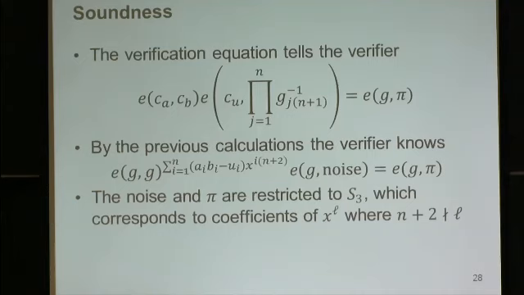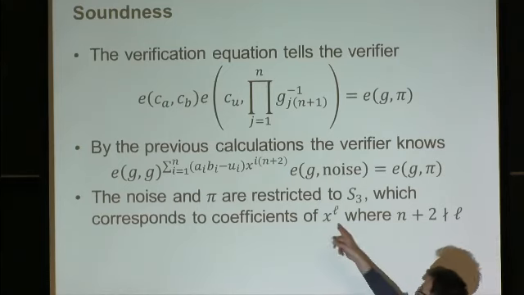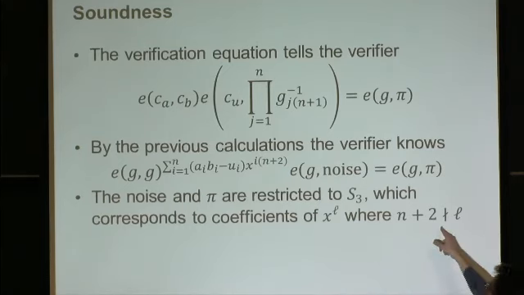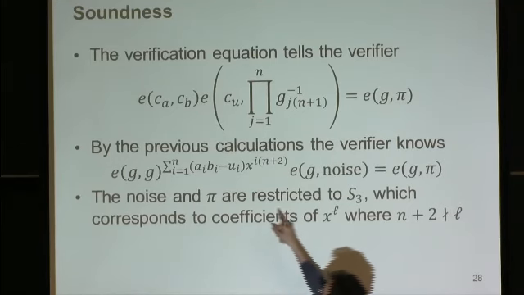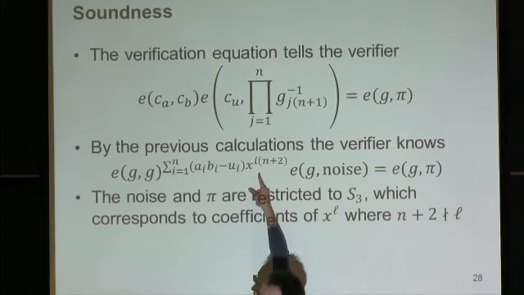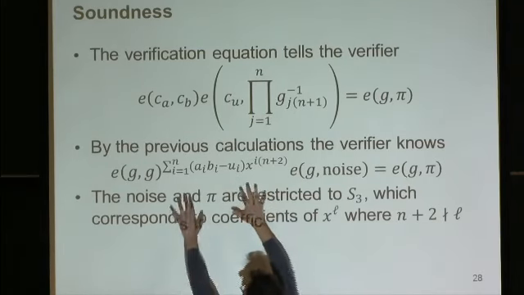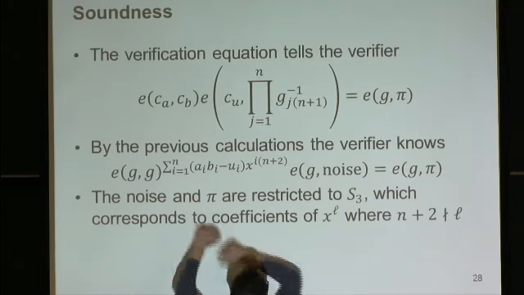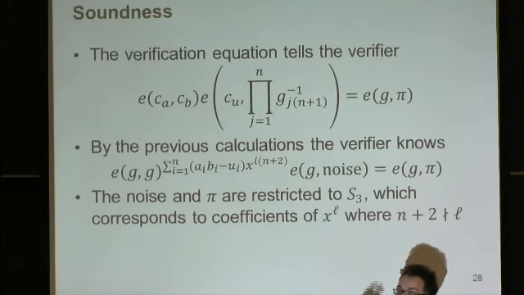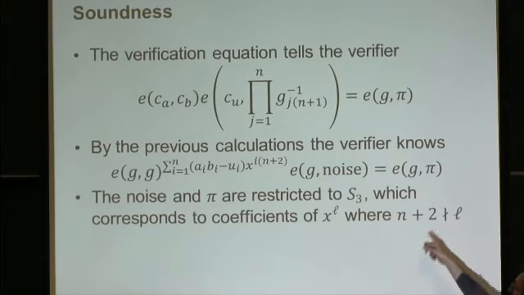The point now is that the noise and the proof pi are restricted to the set S3. The set S3 corresponds exactly to the coefficients of x to the L where n plus 2 does not divide L. But what we have in the first term is exactly the case where L is divisible by n plus 2. So you can say that these two parts don't interfere with each other, and that's the reason we picked S3 as a set where n plus 2 does not divide L.